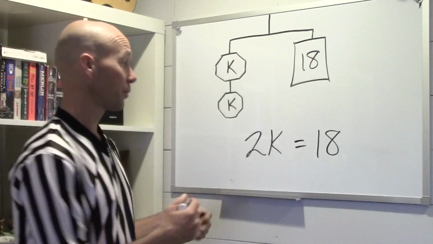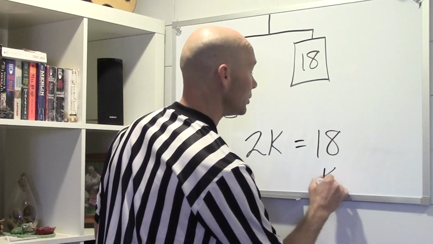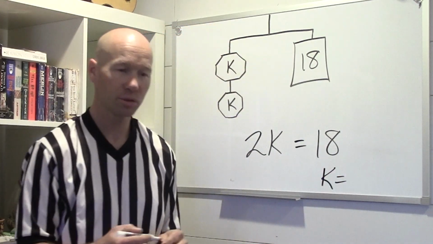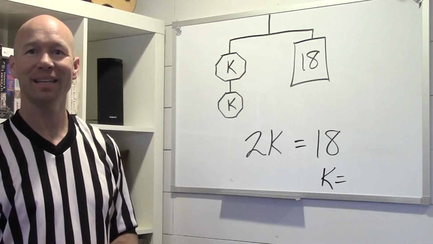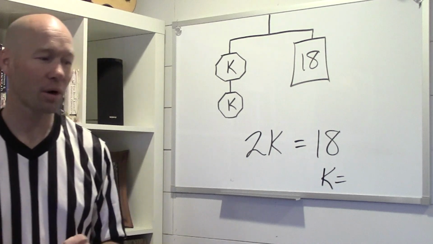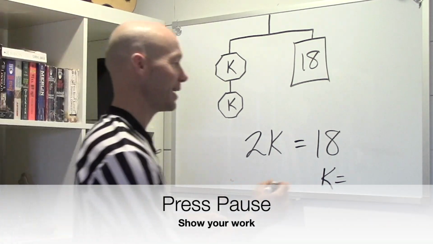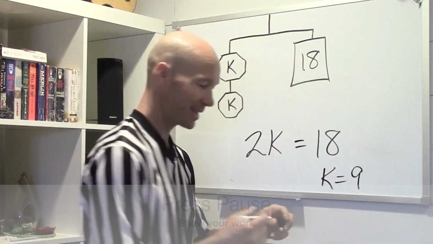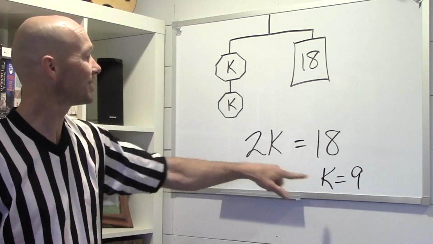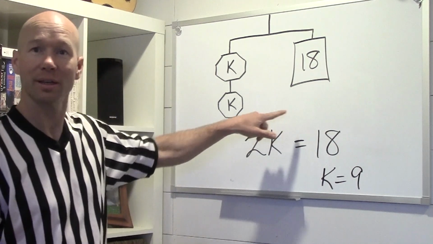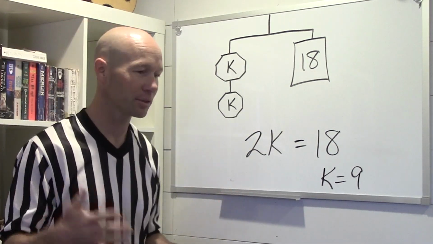Well, now, what is the value of k then? If 2k equals 18, then what does k equal? K equals 9, that's right. K equals 9 because 2k equals 18. Then 2 times 9 equals 18. So k equals 9.